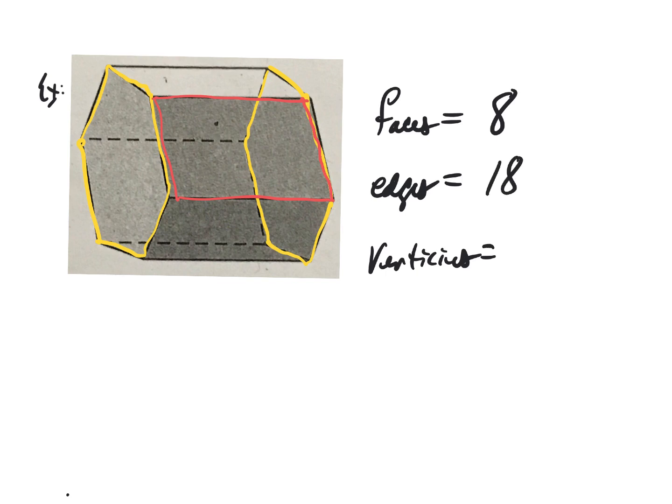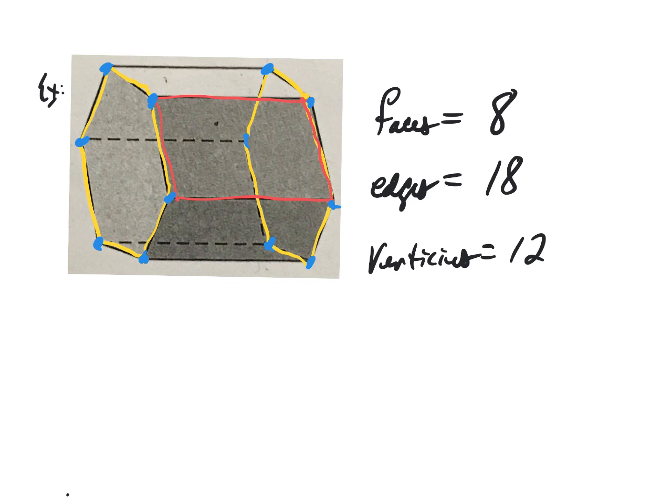And then finally the vertices, all these places where these edges come together. So there's going to be 6 on that end, 6 on this end, so 6 plus 6 gets us a total of 12.